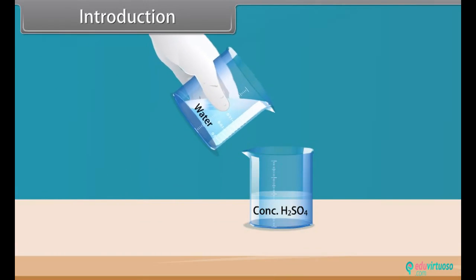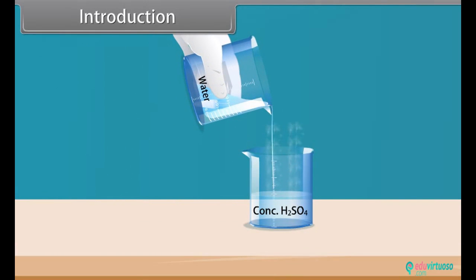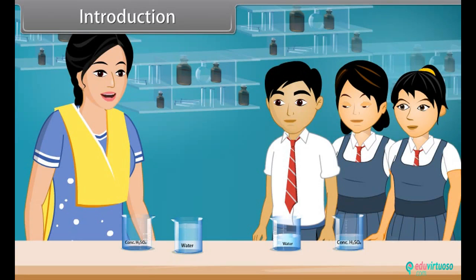Students, see carefully what happens now. When water is added to acid, spurting takes place and a lot of heat is produced during the process. This shows that concentrated sulfuric acid has a great affinity for water. Its dissolution in water is highly exothermic in nature. Therefore, for dilution of the acid, always add acid to water slowly and not water to acid.